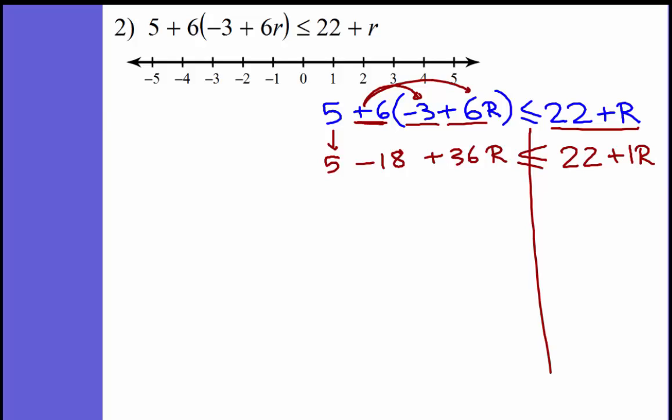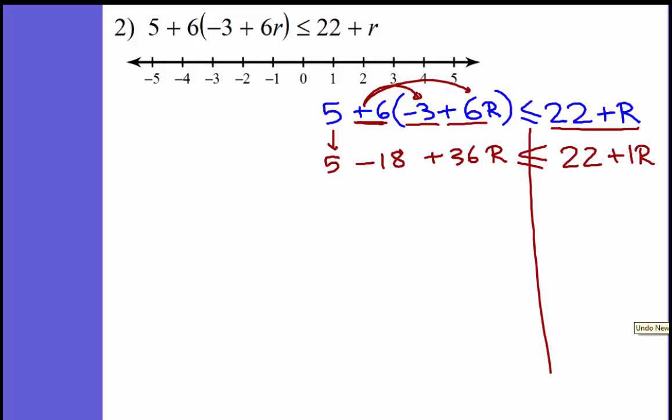Okay, so here is something that you probably get confused about. You're like, hey, there's so much stuff, I don't know what to do next. So you don't have to combine like terms over here first. Okay? You can just go ahead and move things around. For example, this is what I meant.